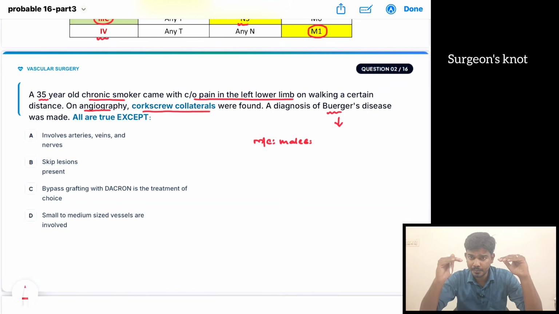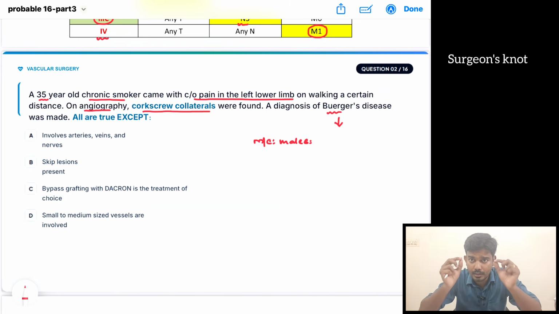Okay, also the management for this என்ன பண்ண போறோம், ஸ்மோக்கிங்கை ஸ்டாப் பண்ண சொல்லணும். கன்சர்வேட்டிவாக வி கேன் கிவ் பென்டாக்சிஃபிலின். ஆல்சோ ரொம்ப பெயின் இருந்துச்சு, ரெஸ்ட் பெயின் அந்த மாதிரி ரொம்ப பெயின் இருக்குது அப்படின்னா வி கேன் கோ ஃபார் லம்பார் சிம்பத்தெக்டமி. அதுக்கப்புறம் டோ ஏதாவது கேங்க்ரீன் போச்சுன்னா வி ஆர் கோயிங் டு ஆம்புடேட். இதுதான் மேனேஜ்மெண்ட் ஃபார் அ Buerger's disease.